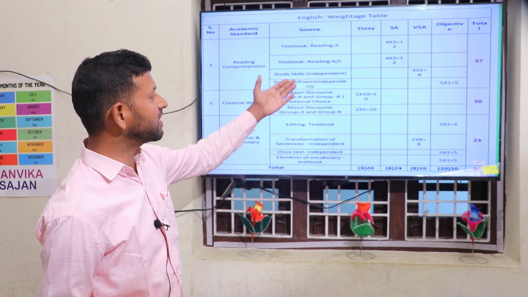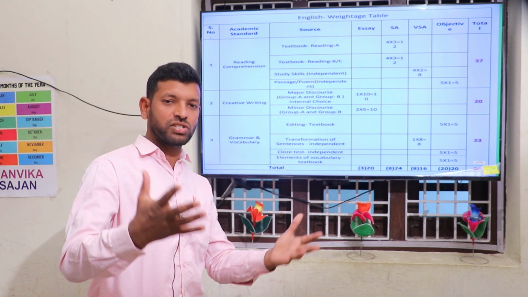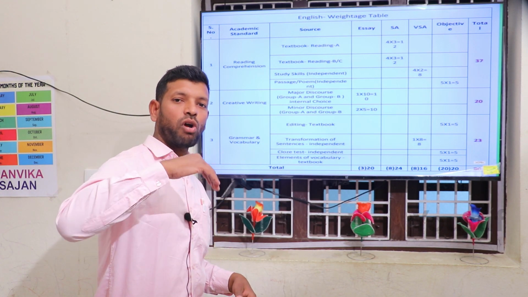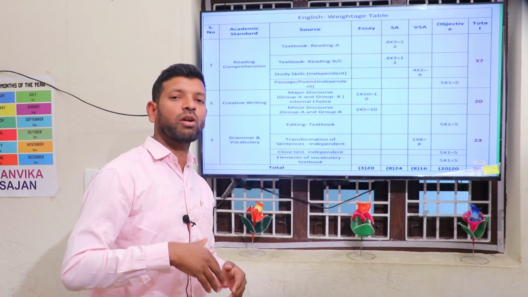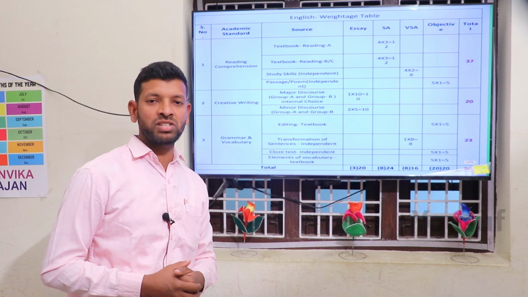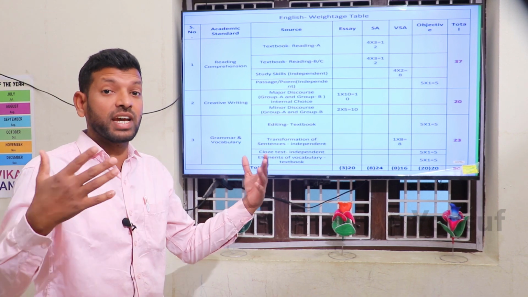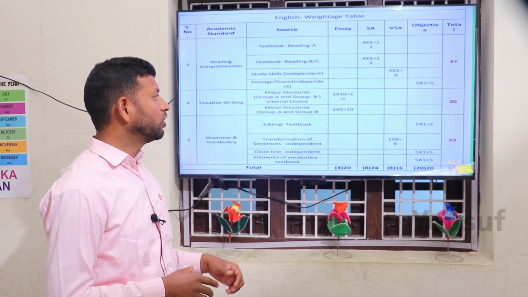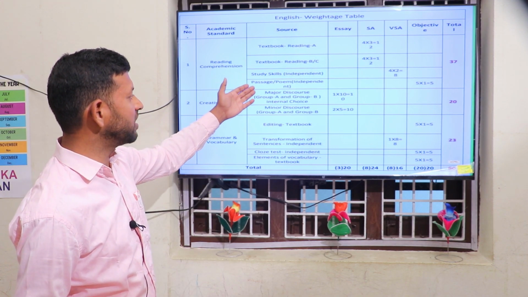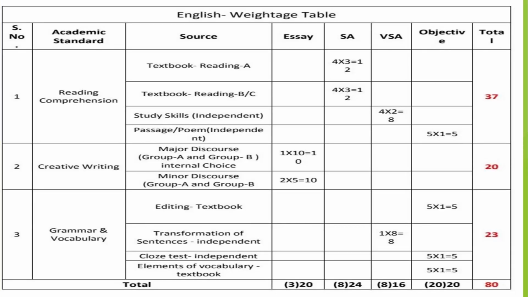Then come to the study skills, independent. Independent, dear friends, means we are not going to get a paragraph from the textbook. We are going to get it from outside, it means an unseen text. We can't guess what we are actually going to get in the examination. So right now, come to the passage, poem and independent. You could see here 4 to 8. You may get a passage or you may get a poem, independent.